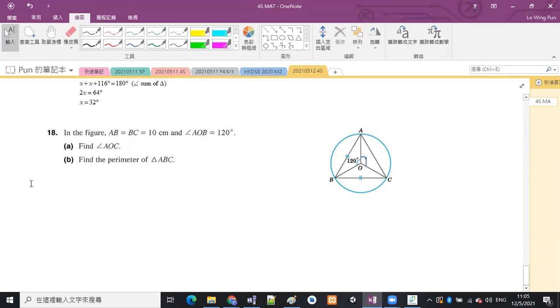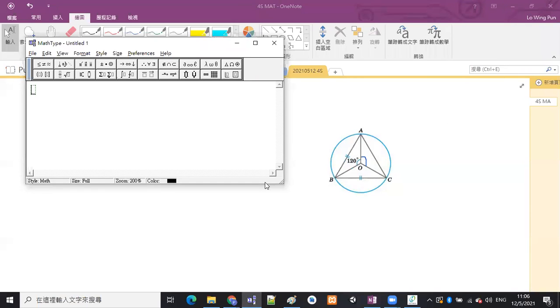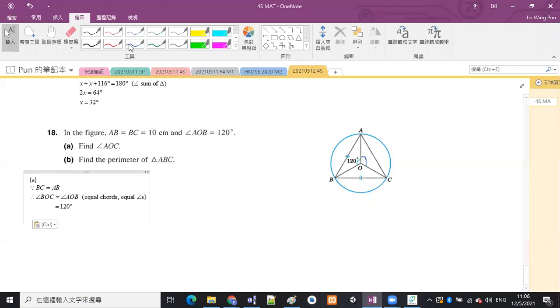So we can find the equal angles first. Because BC is equal to AB, therefore we can say that angle BOC is equal to angle AOB. Okay, and this is equal chords, equal angles. Therefore, angle BOC is also equal to 120 degrees.